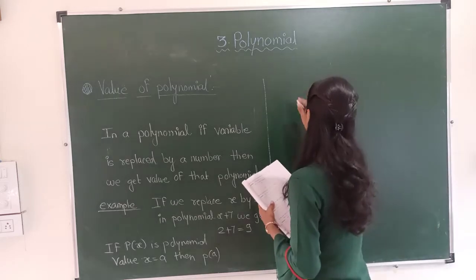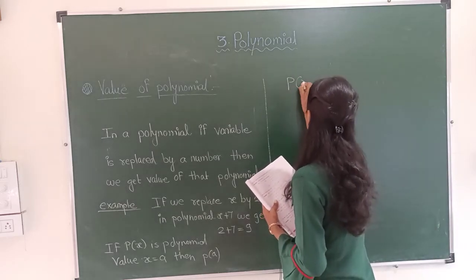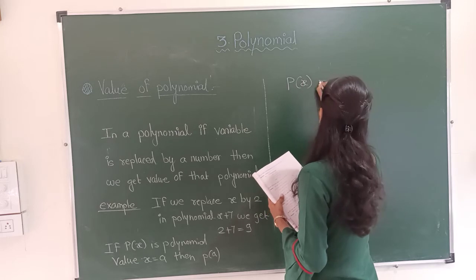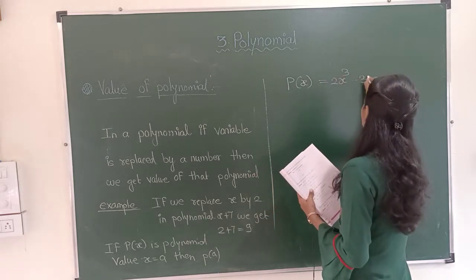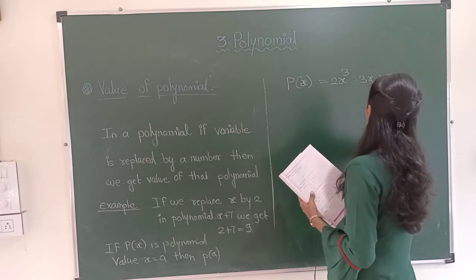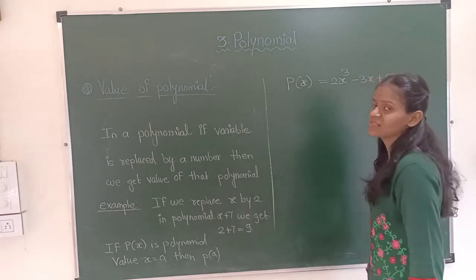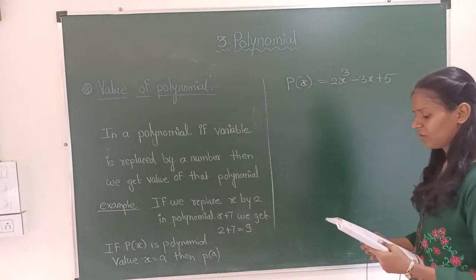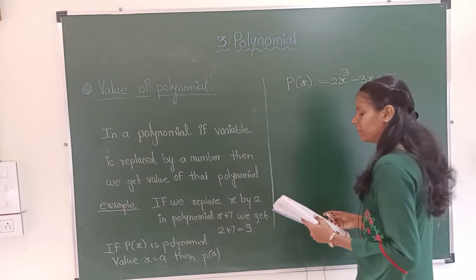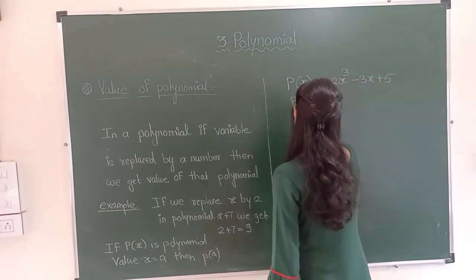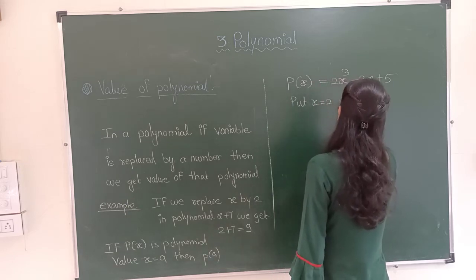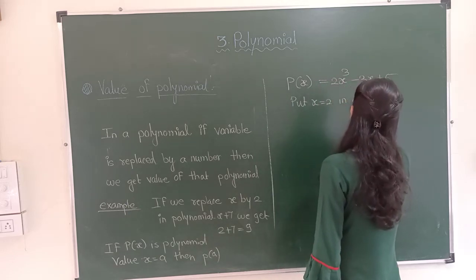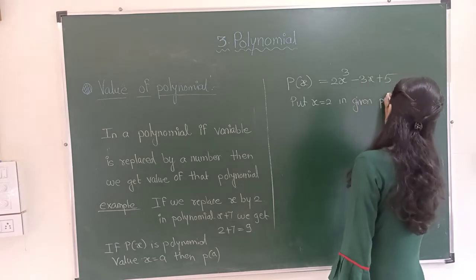I will write the example. See, the polynomial p of x is equal to 2x raised to 3 minus 3x plus 5. This is the polynomial. Now what do we have to do? Put x is equal to 2 in the given polynomial.